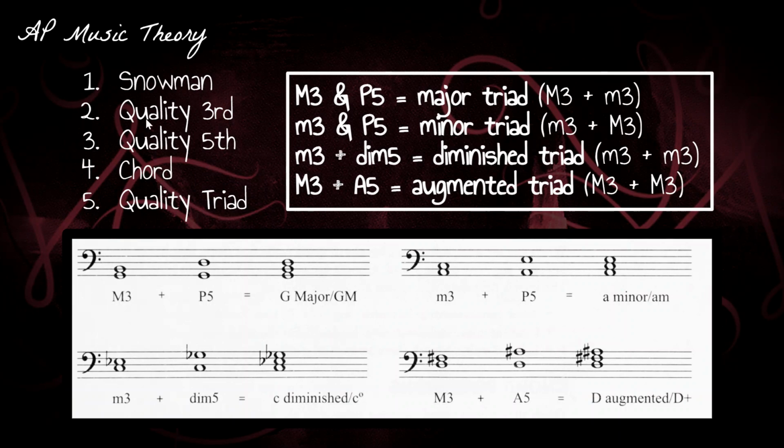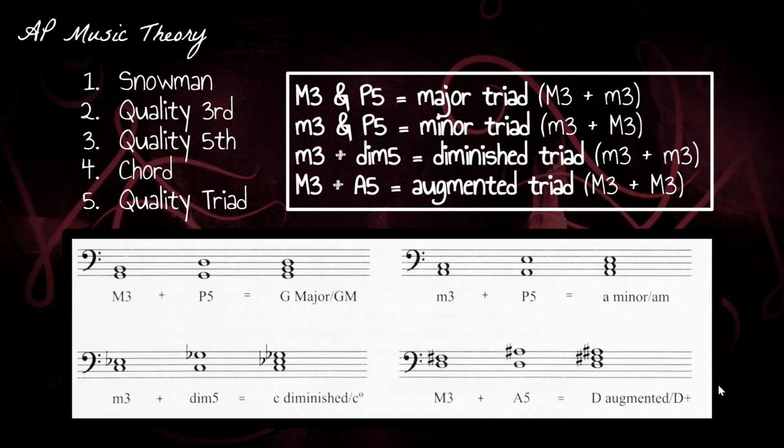So here we have a little box saying that if we have a major third and a perfect fifth, it is a major triad. If we have a minor third and a perfect fifth, it is a minor triad. If we have a minor third and a diminished fifth, it is a diminished triad. And if we have a major third and an augmented fifth, it is an augmented triad. These can also be displayed just in thirds between the third and fifth, excluding the root, as we have here. This is also a visual example for you.